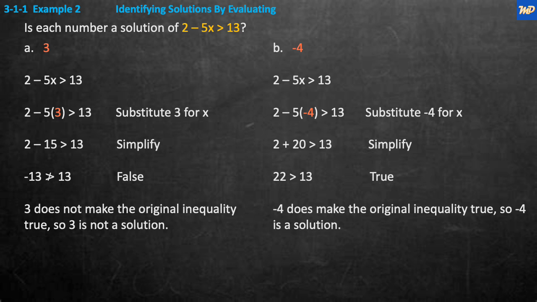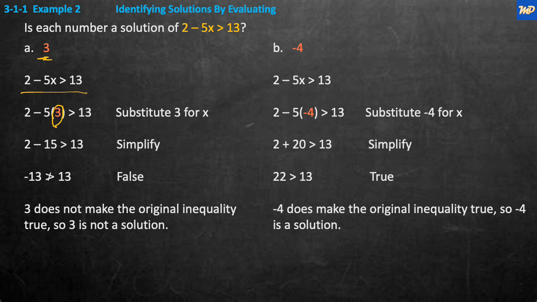Okay, example 2, identifying solutions by evaluating them. So now, like in problem A, we have 3 that we're evaluating for. So we're going to substitute 3 for the x value. We start by writing the inequality right here: 2 minus 5x is greater than 13. So what are we going to do? Let's take the 3 right here and substitute it in for the x. And when we do that, we get 2 minus 5 times 3 is greater than 13.